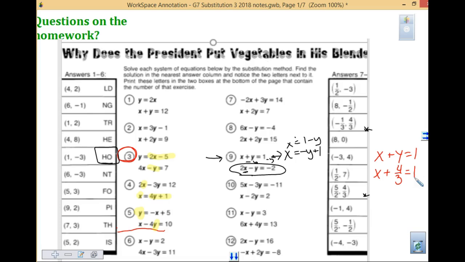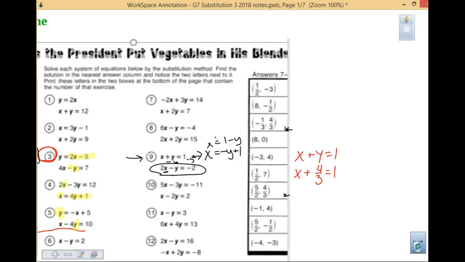1 is the same as what, if I want to write it as a fraction with 3 in the denominator? What would we write it as? 3 over 3? Isn't 1 the same as 3 over 3? So now if I subtract 4 thirds from both sides, 3 thirds minus 4 thirds, x equals negative 1.